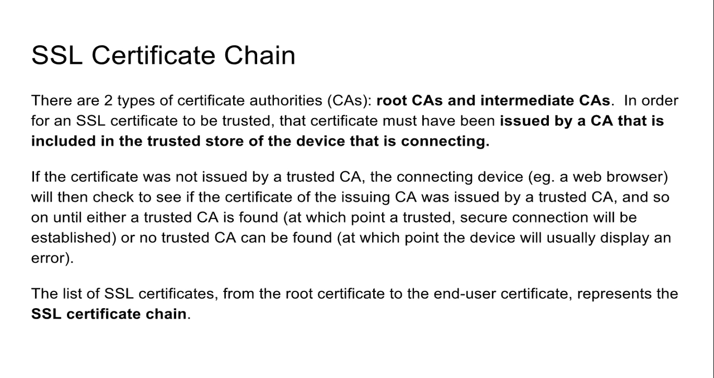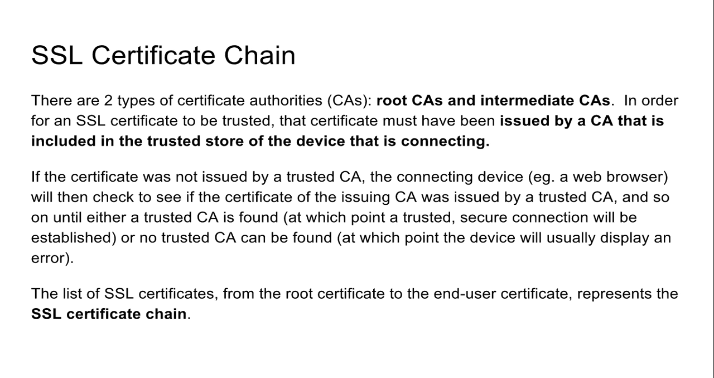There are two types of certificate authorities, root CAs and intermediate CAs. A certificate authority is an entity which issues digital certificates to organizations after validating them. In order for an SSL certificate to be trusted, that certificate must have been issued by a certification authority that is included in the trusted store of the device or browser that is connecting. You can find the trusted store of your browser in its settings.